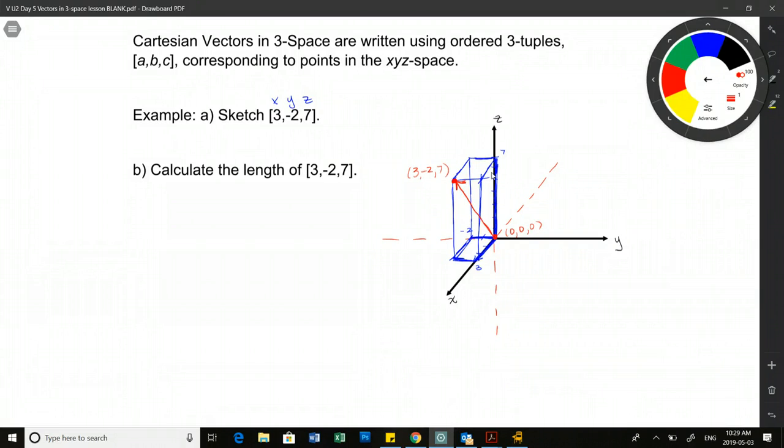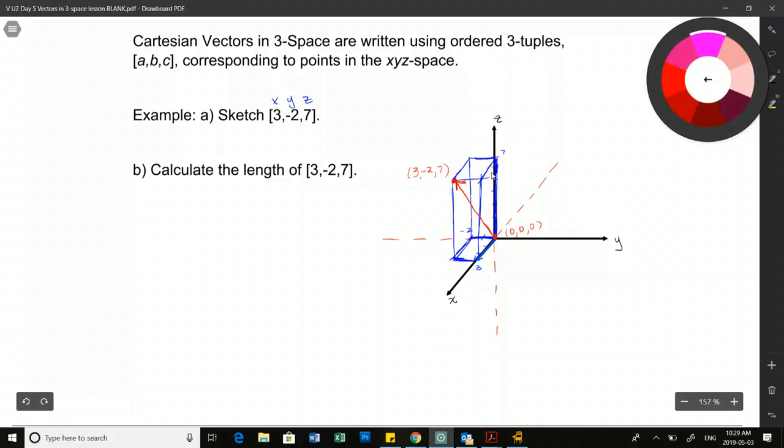Okay, so follow the path here. We're going positive. Let's do it with pink. We're going positive 3 on the x-axis, left 2 on the y-axis, and up 7 to get to where the tip of my vector is. Does that make sense? So we're finding a path that will take us 3.